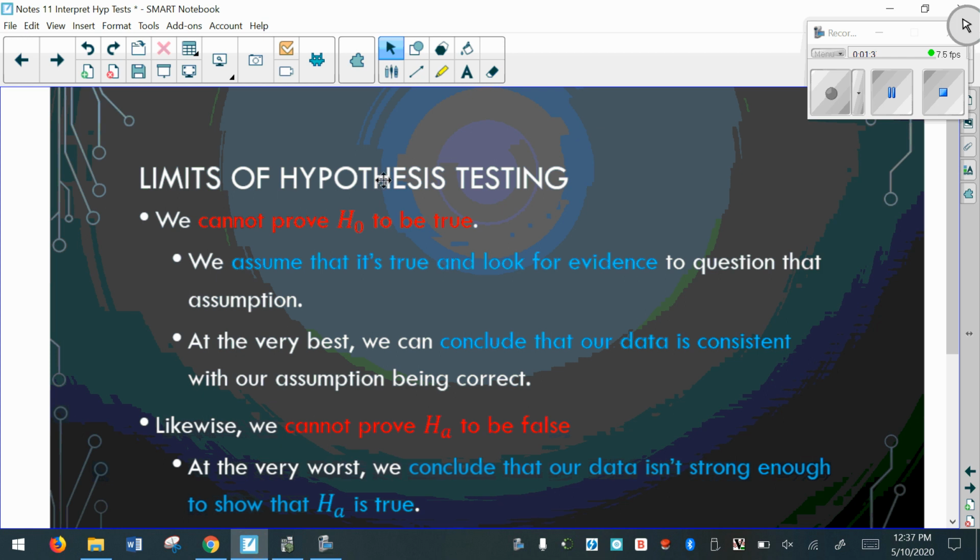So what are some limits? We cannot prove the H sub O, the null, to be true. We have to assume that it's true and look for evidence. At the very best, we can conclude our data is consistent. Likewise, if we cannot prove the H sub A to be false, we conclude that our data isn't strong enough to show that the alternate is true.